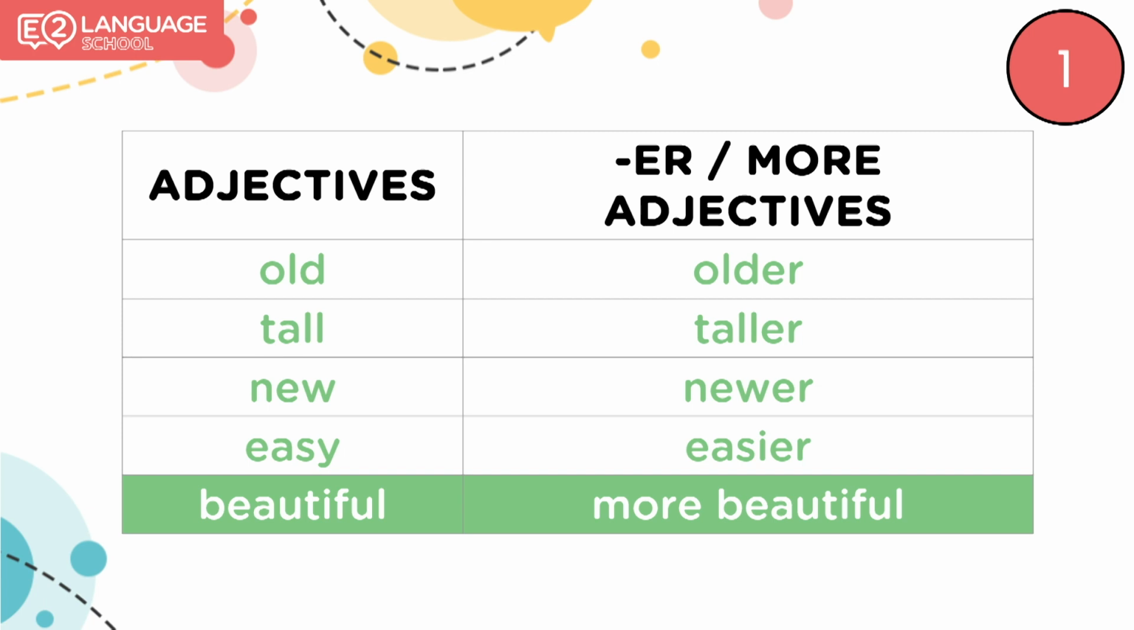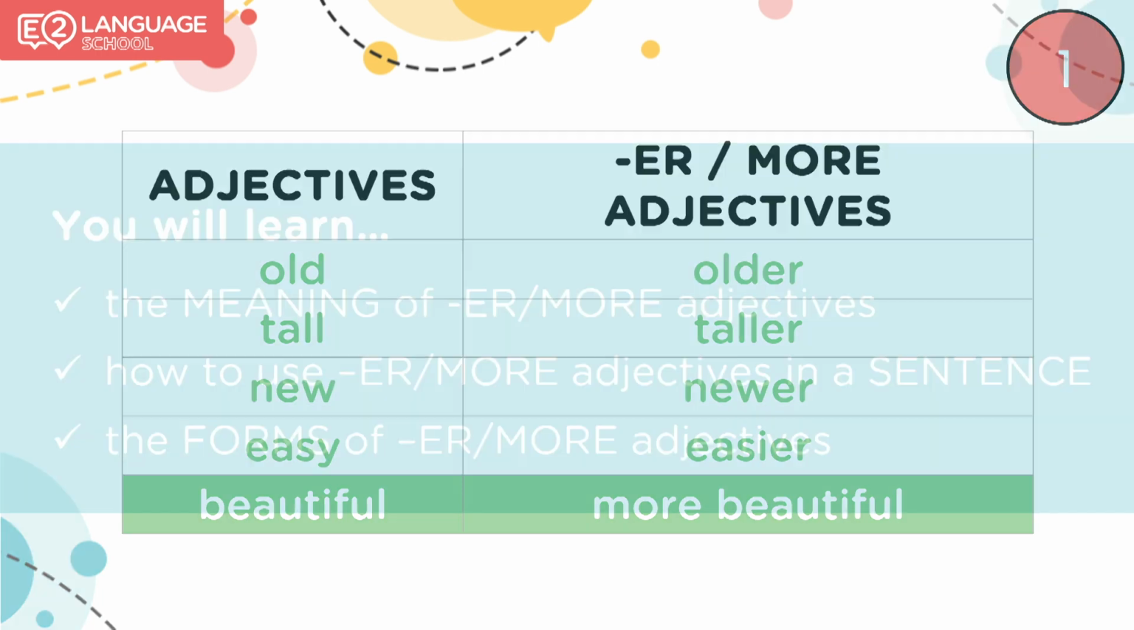So we can see here that there is a small difference between adjectives and comparative adjectives. Now, in this course, we call these adjectives ER adjectives and more adjectives. So old becomes older, tall, taller, new, newer, easy, easier, and then something a little bit different happens. Beautiful becomes more beautiful. Well, we'll have a look at that later on in the lesson.